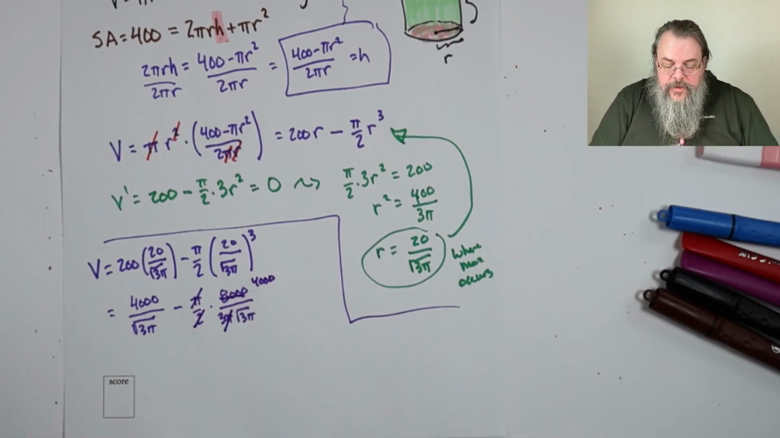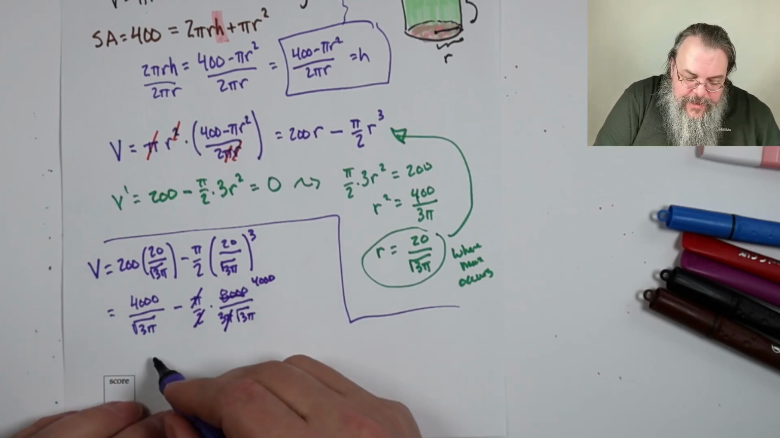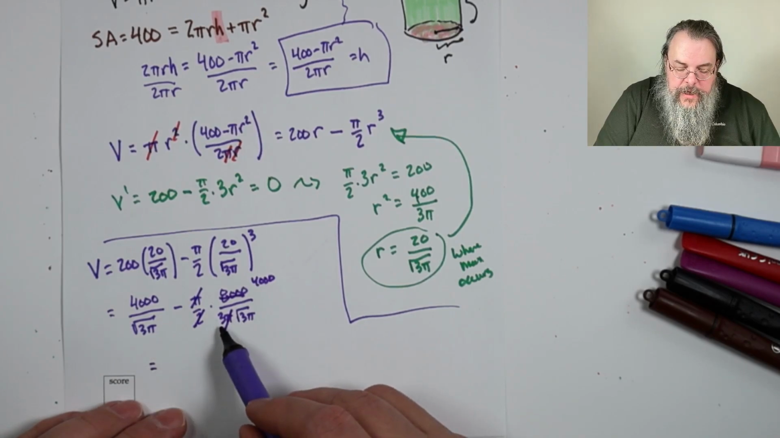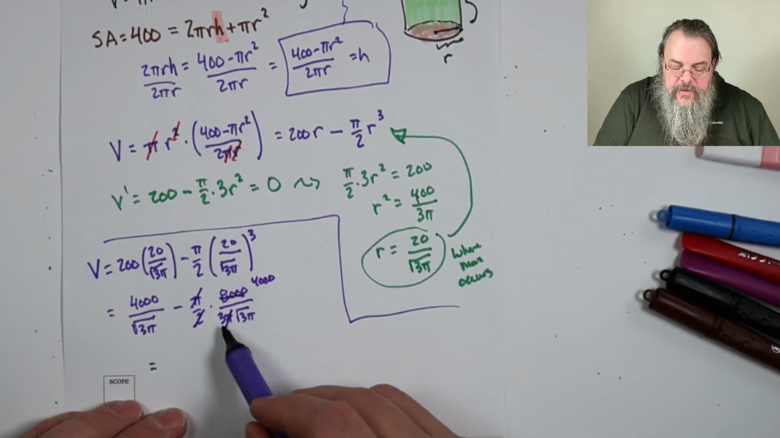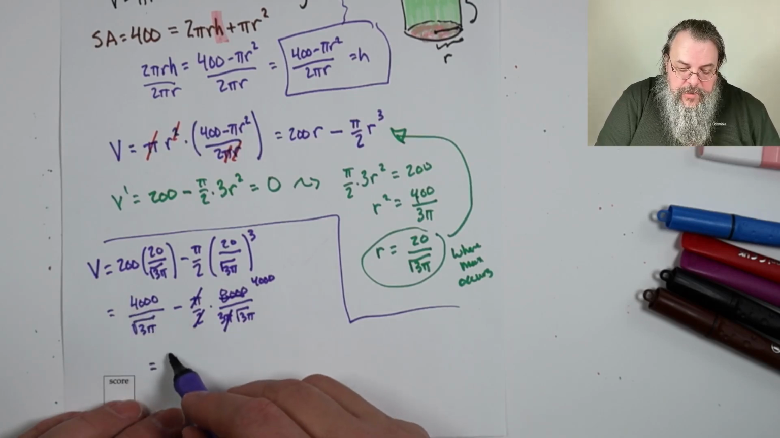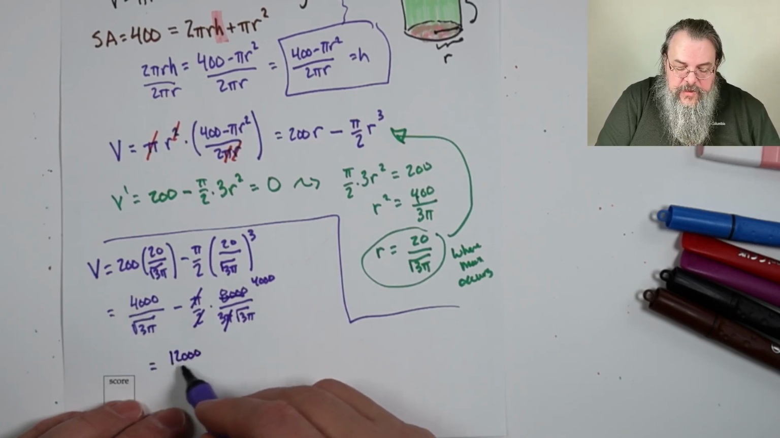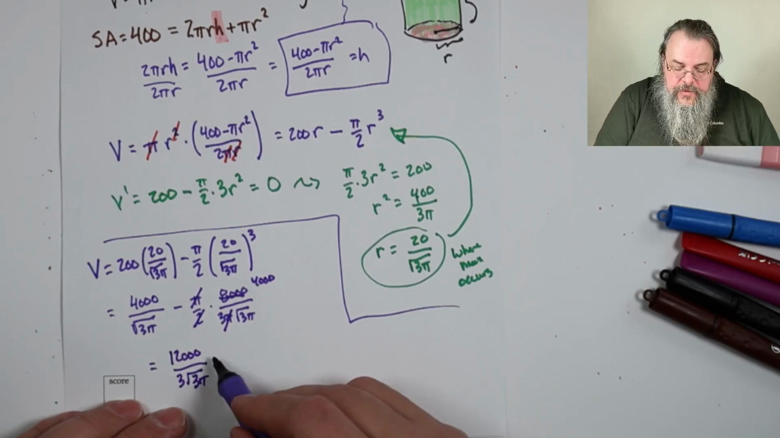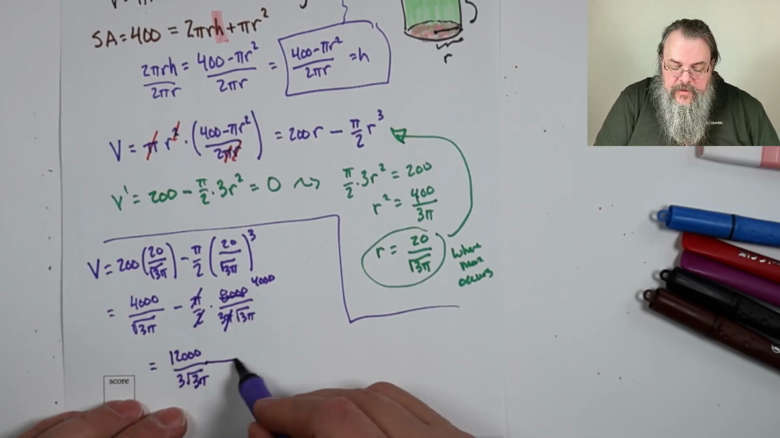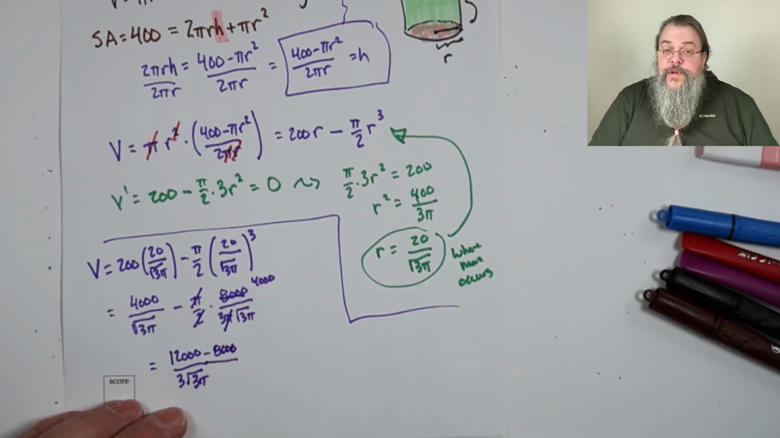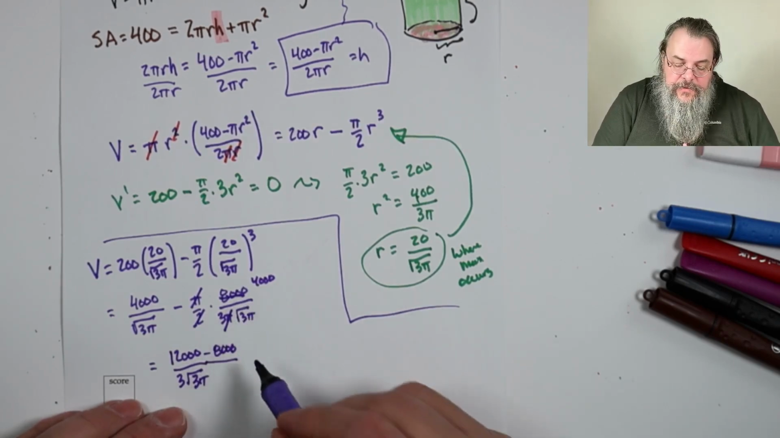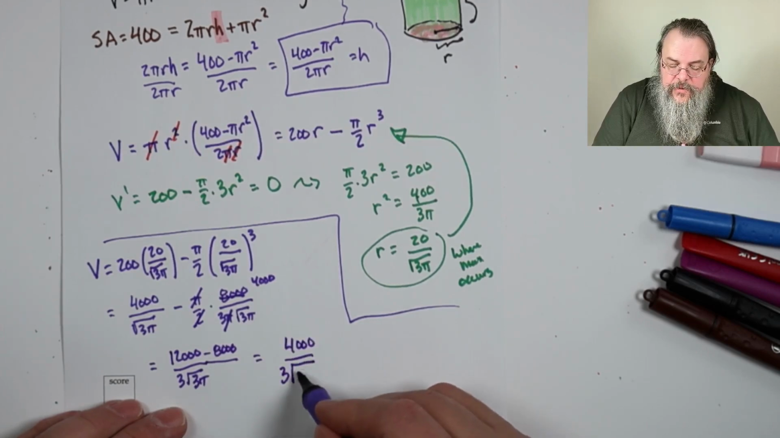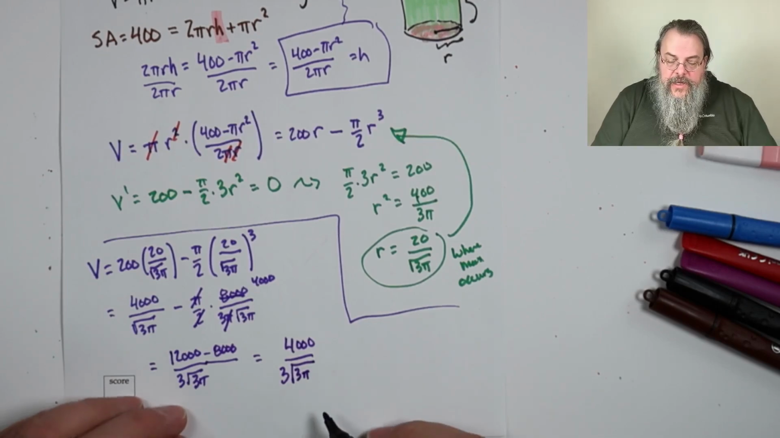And now, okay, keep going. You can do it. We want to get a common denominator. This has square root of 3 pi. This has 3 square root of 3 pi. So multiply the first one by 3. So 12,000 over 3 square root 3 pi, and subtract 8,000 over 3 times square root 3 pi. Gives us 4,000 over 3 square root 3 pi.